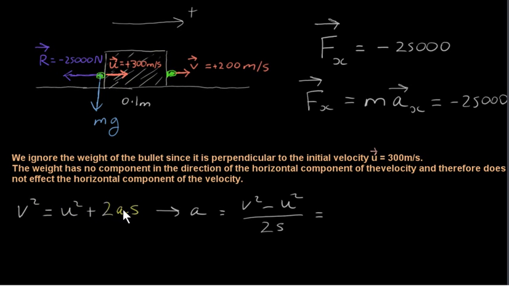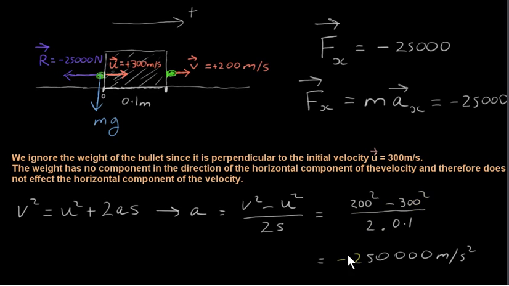And we're dealing with linear motion. Well, at least if we look at the horizontal components of the velocities, we are dealing with linear motion. And basically, the velocities are essentially horizontal. So we rearrange this to get a, and we plug in for v, u and s. s is the distance travelled. So the bullet enters here. This is 0 if you like, and it travels a distance of 0.1 meters. So v is 200, u is 300, and we divide by 2 times 0.1. We get the answer minus 250,000 meters per second squared.